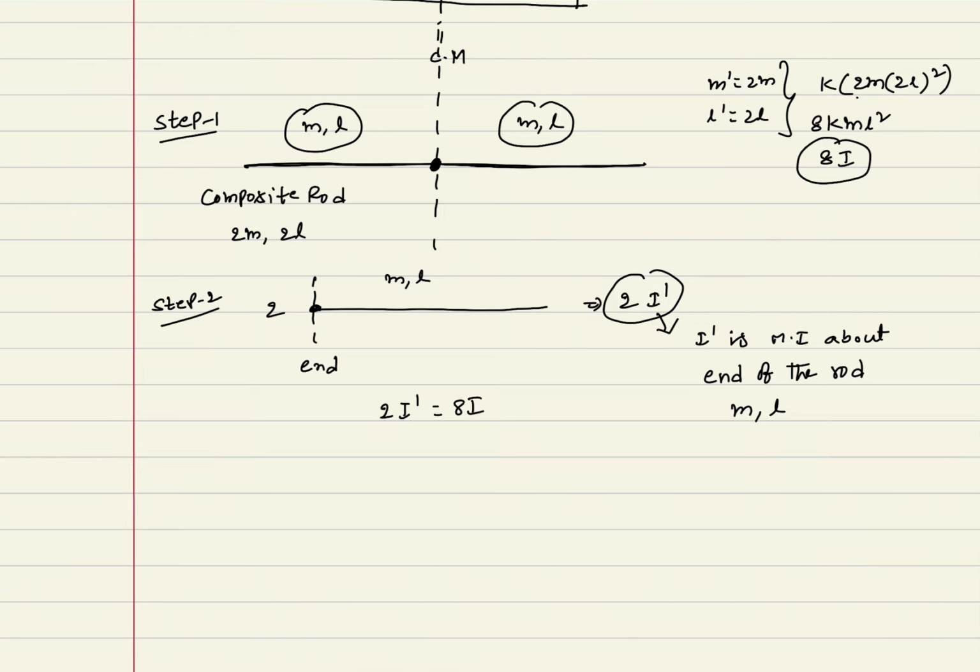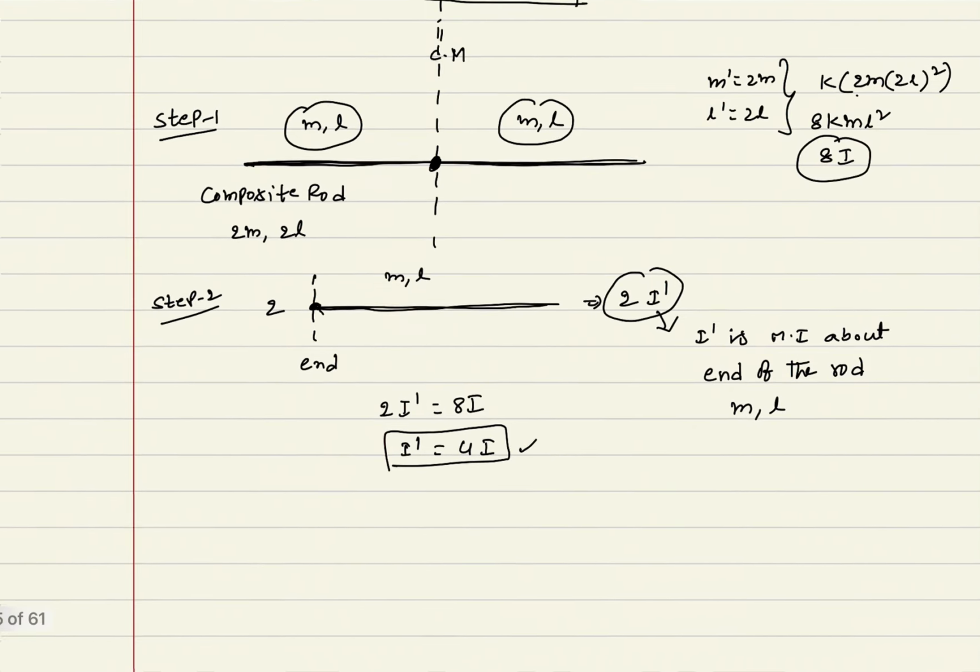I have equated these. Why? Because a single composite rod about its center can be treated as two rods about one end. I dash we can write as 4I. I have calculated the moment of inertia about one end of the rod as equal to 4I. Two steps I have taken.